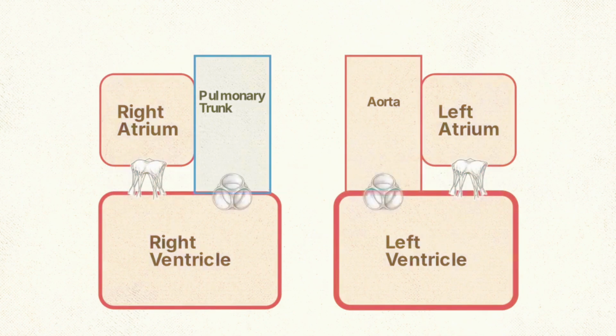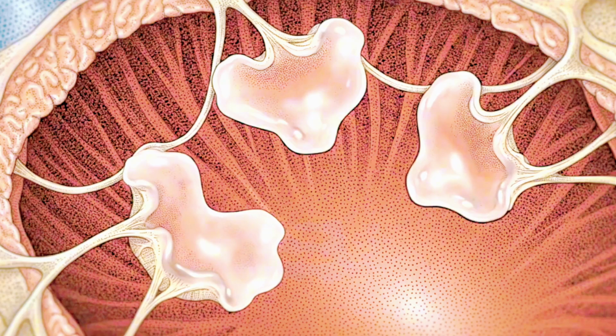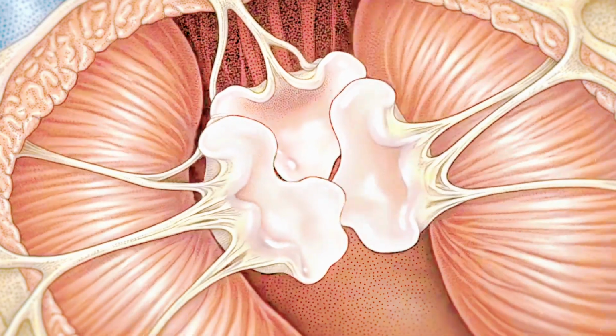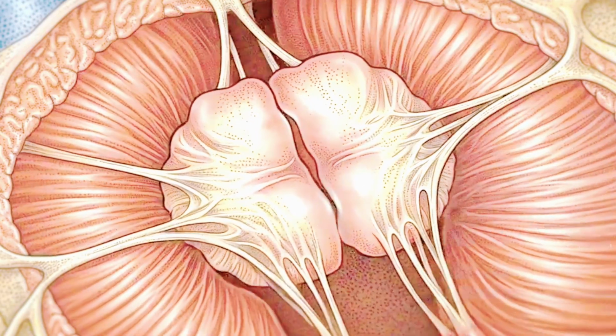The second tier consists of the semilunar valves, highlighted here in yellow. They act as gatekeepers at the bases of the large vessels exiting the ventricles. The pulmonary semilunar valve guards the exit from the right ventricle, and the aortic semilunar valve guards the exit from the left. When ventricles contract, the intense internal pressure forcefully snaps the AV valves shut. This physically blocks blood from shooting back up into the atria.